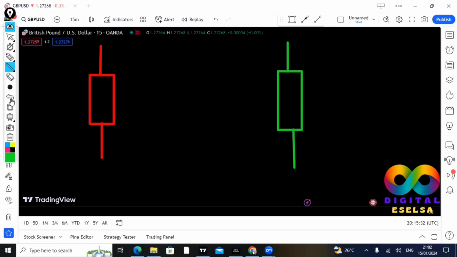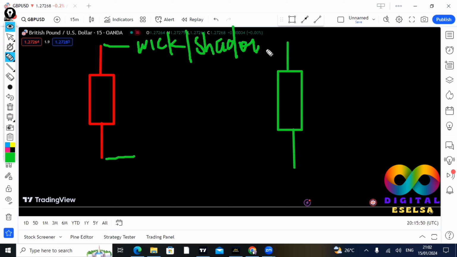Then we have something like the wick. All these lines you see extended up and down, we call them the wick, or you call it the shadow. Are you getting it now? The one up is called the upper wick, and the one below is called the lower wick.